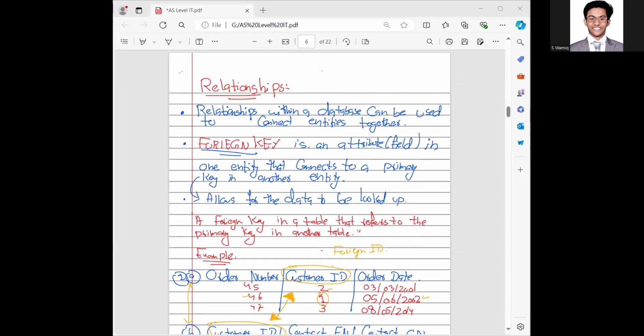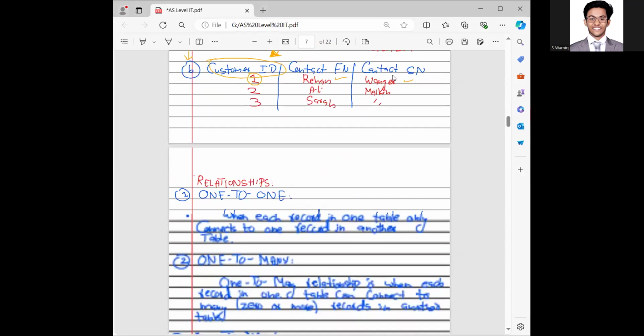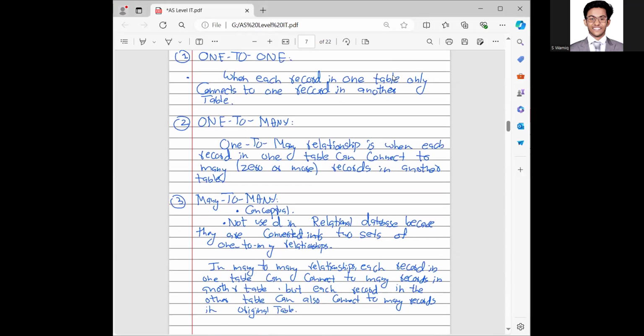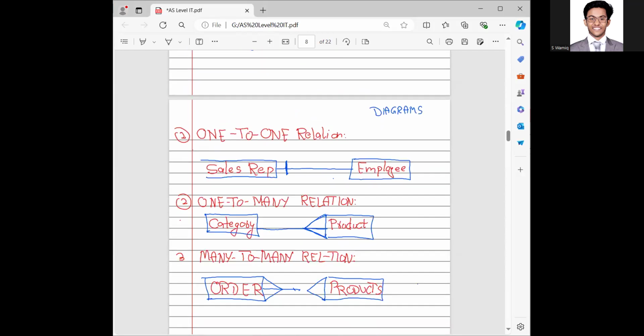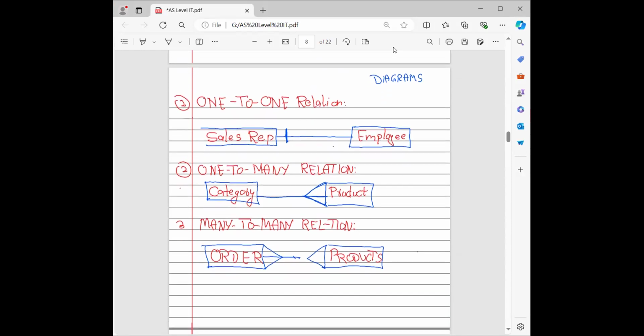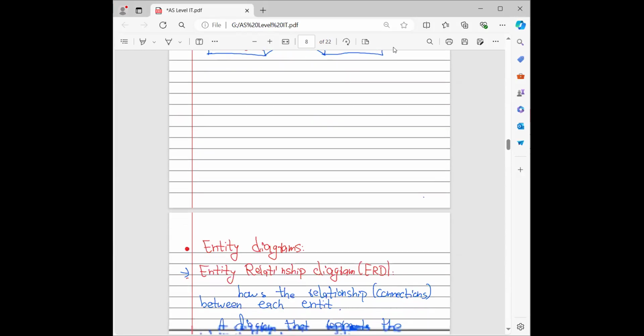Okay, so I will be continuing my last class from here, and the things that we have already discussed are the relationships and foreign key. We have already discussed one to one, one to many, and many to many. Then I also taught you how you can create these diagrams, like when you have a one to one relation, a one to many relation, or a many to many relation.